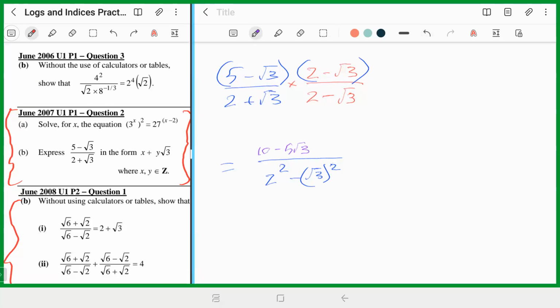And we used the 5, right? We're going to use minus root 3 now. So minus root 3 times this first and then times that. Minus root 3 times the 2 gives me minus 2 root 3. And then minus root 3 times minus root 3 gives me plus 3, because root 3 squared is 3. So I'm getting plus 3.